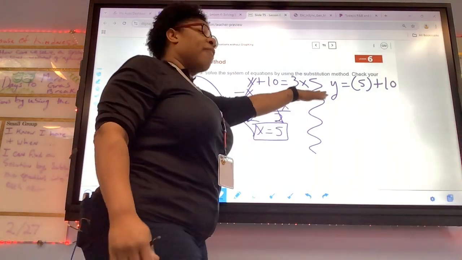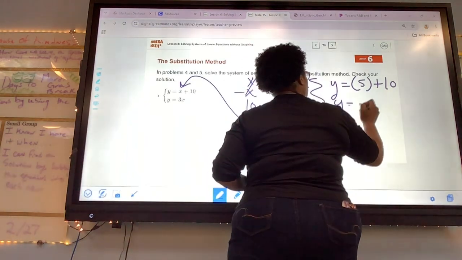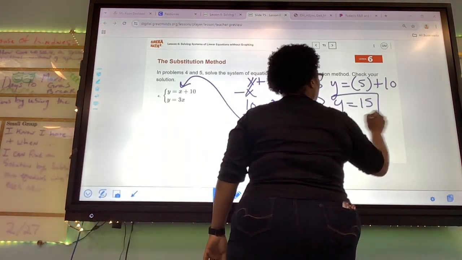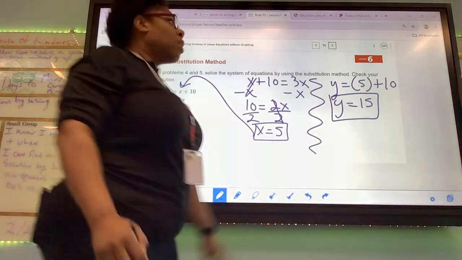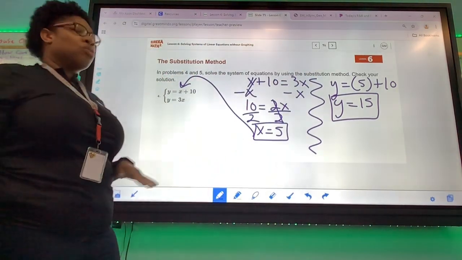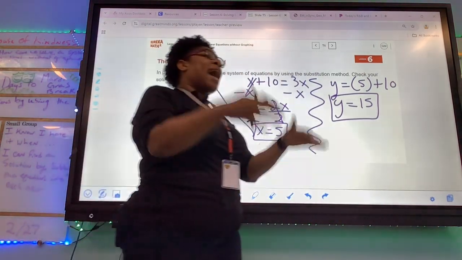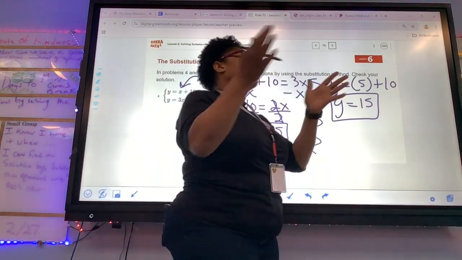That's x. But we've got to find y. Our remaining variable is y. So y is equal to what, y'all? 15. Why? 5 plus 10 is 15. Oh, I thought you were multiplying. No, 5 plus 10. I just put it in the parentheses so you know that I got that from somewhere else. I substituted it in.